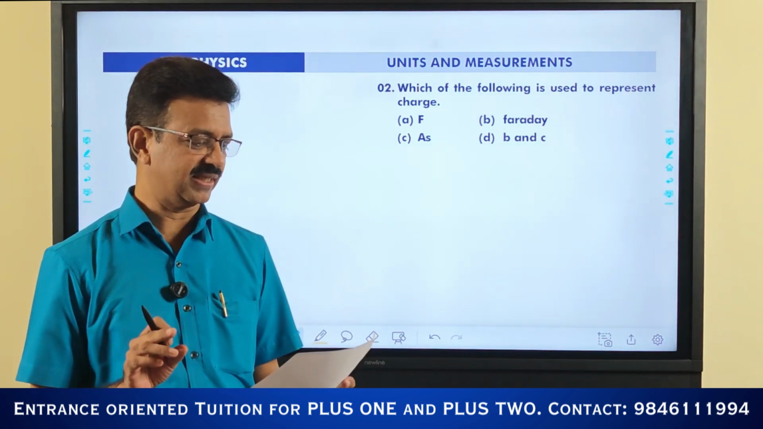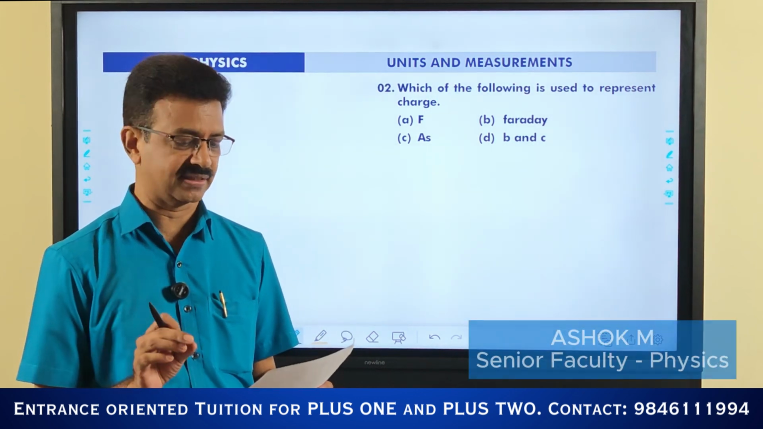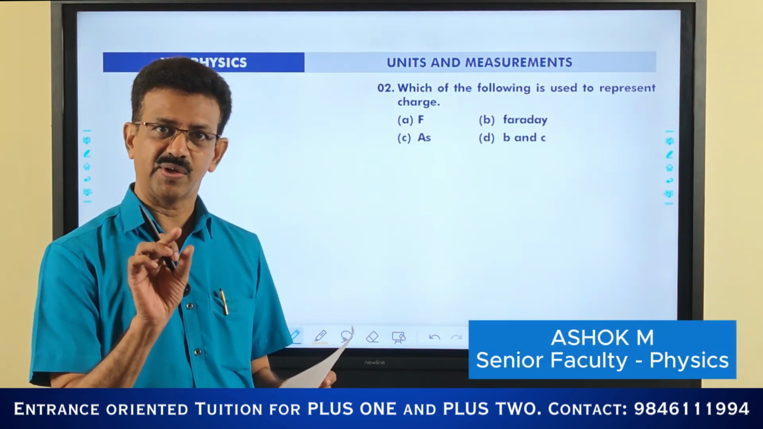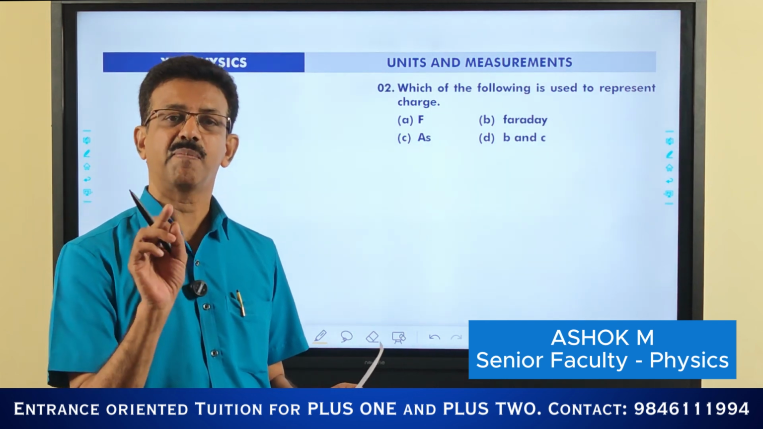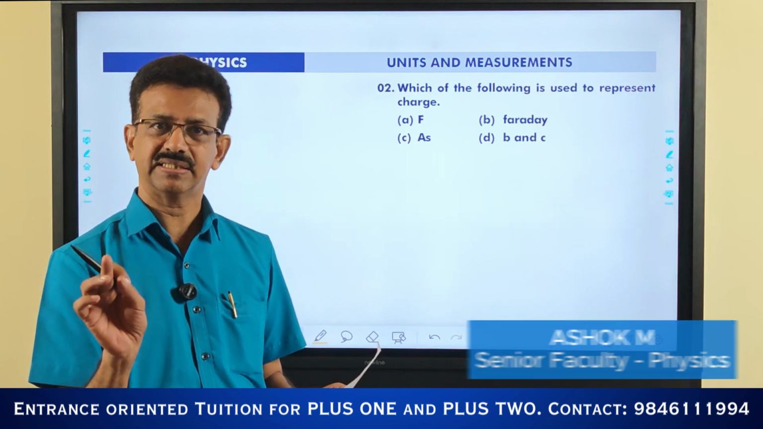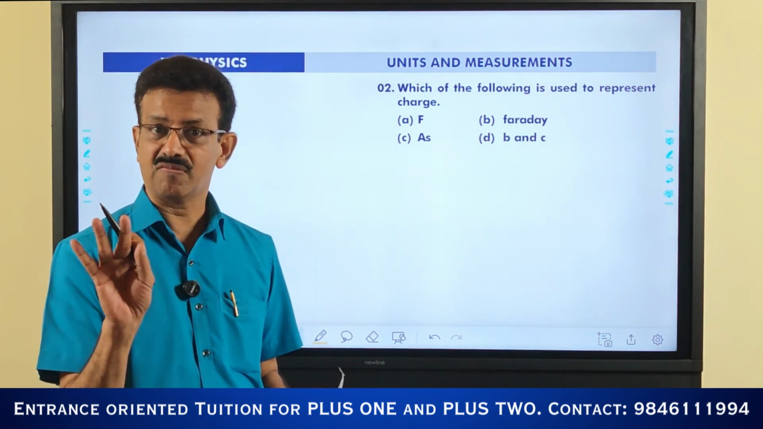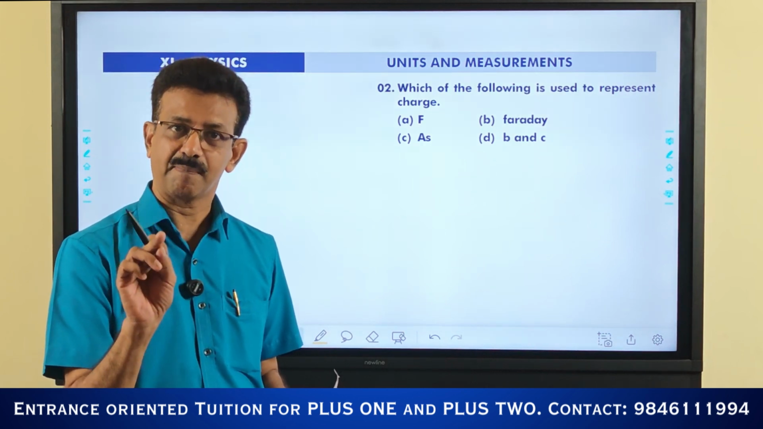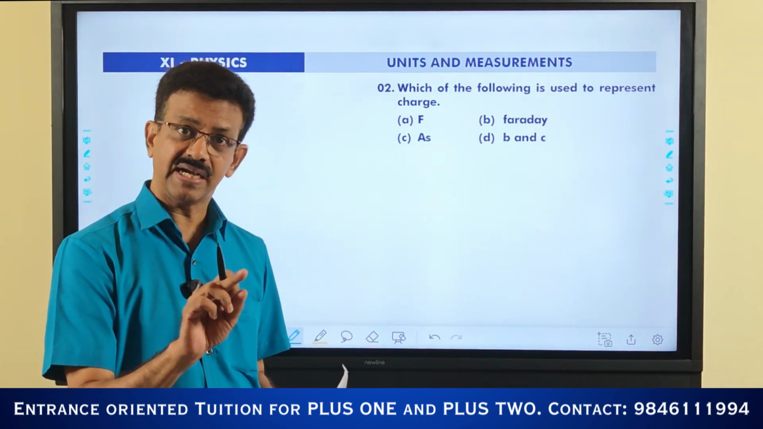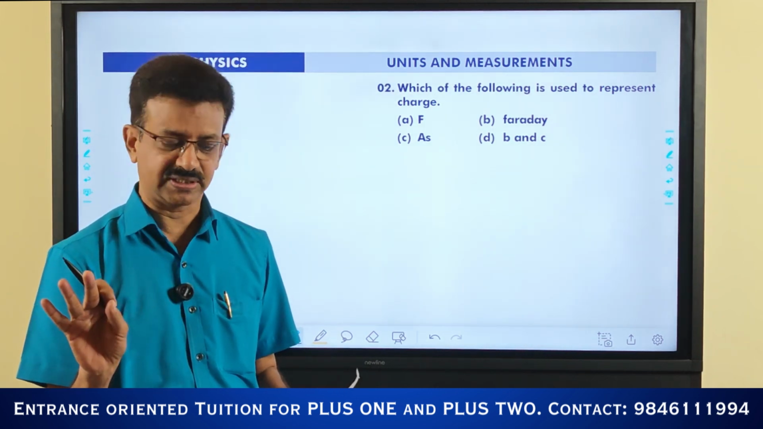Now, here the question is, which of the following is used to represent the charge? Actually, coulomb is the SI unit, but charge is the product of current and time. Therefore, coulomb equals ampere second. Here, the choices are, first one, capital F. It is not Faraday. Capital F represents Farad. Farad is the SI unit of capacitance, not for charge.